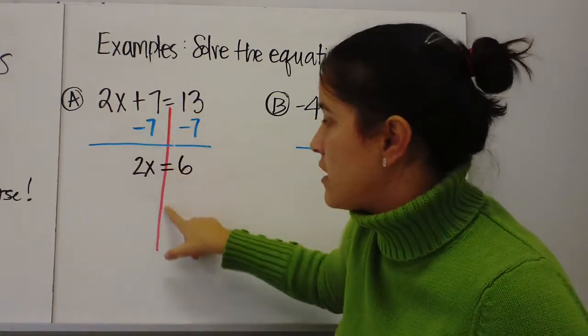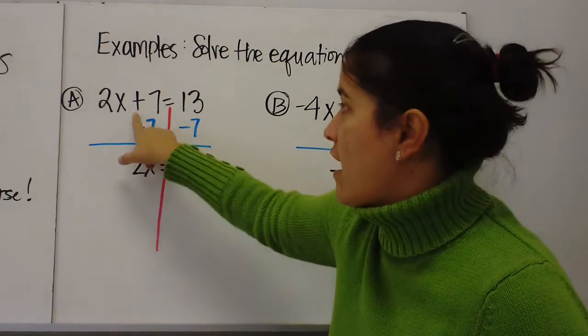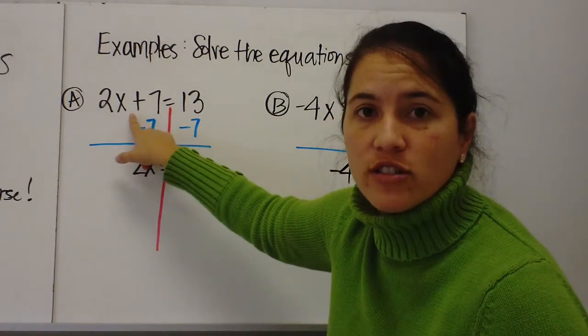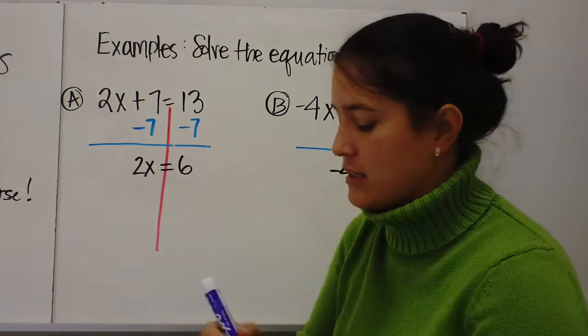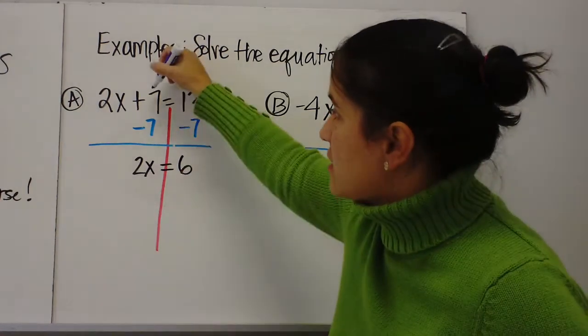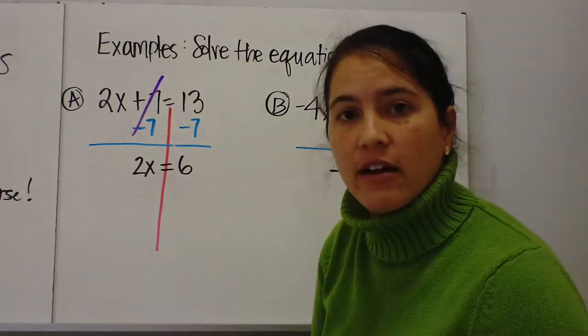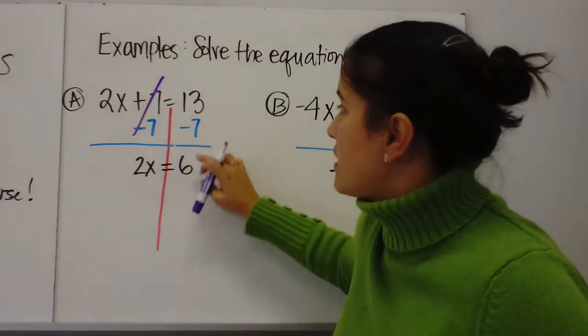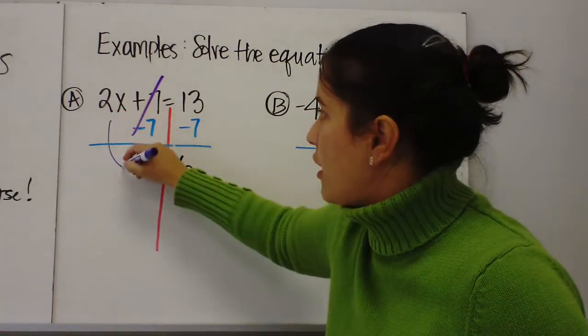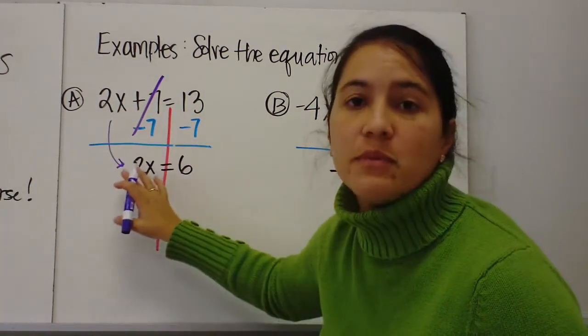So I draw my line, down my equals, and I have addition. To undo addition, use subtraction. So I do minus 7 on both sides. This is a positive 7 and a negative 7. Those are going to cancel out. And then 13 minus 7 is 6. I bring over my 2x, and now I have a simple equation.